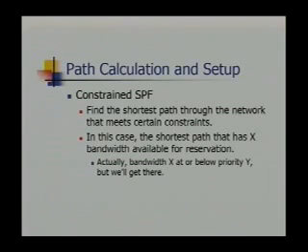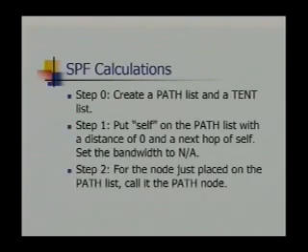And this revolves around a constrained version of SPF. We're going to find the shortest path through the network that meets certain considerations. In our case, the shortest path that has X bandwidth available for reservation. Technically, it's bandwidth X at or below priority Y. There are 8 priority levels available. We'll get there. So, quick rehash on SPF calculations.